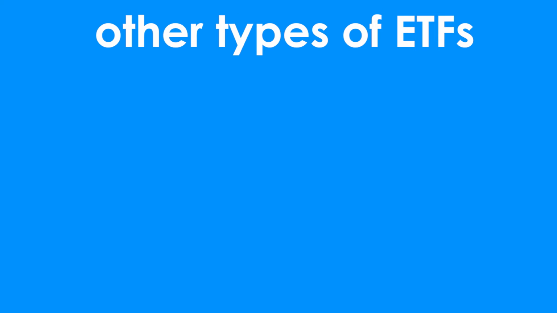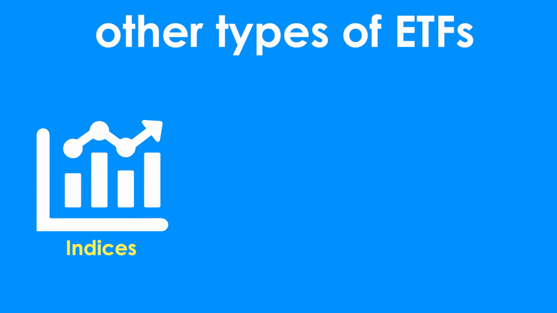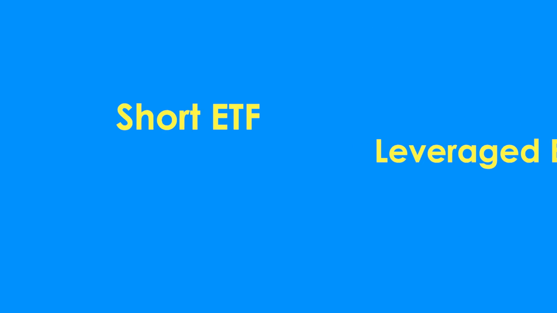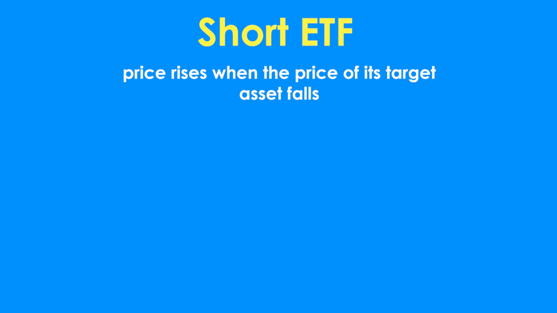There are also two different types of ETFs. ETFs cannot just replicate indices for stocks, but also, for example, currencies or commodities. Two special types of ETFs are inverse and leveraged ETFs. An inverse ETF is set up so that its price rises when the price of its target asset falls and vice versa. The ETF is designed to rise as the index falls in value.